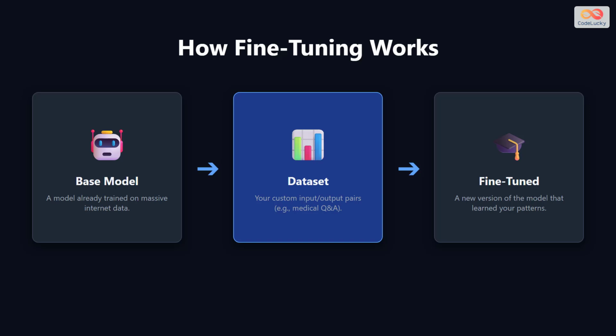The process is straightforward. We start with a base model, like Llama or GPT. We prepare a dataset of questions and answers specific to our topic. We then feed this data into the model, adjusting its internal connections slightly. The result is a fine-tuned version that has learned the patterns from our specific data.